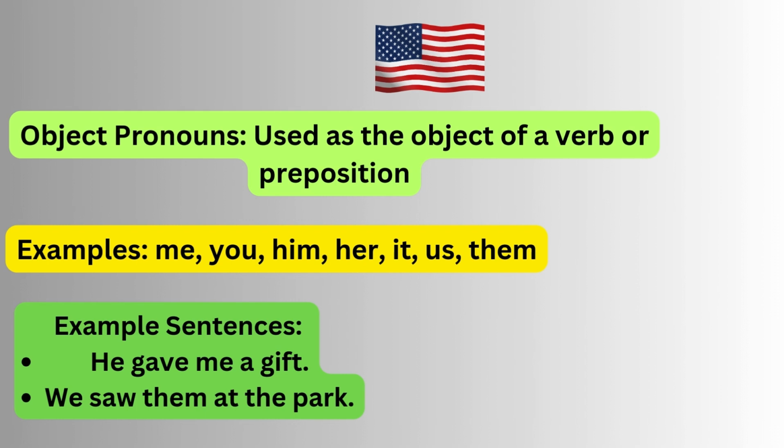Examples: me, you, him, her, it, us, them. Example sentences: He gave me a gift. We saw them at the park.